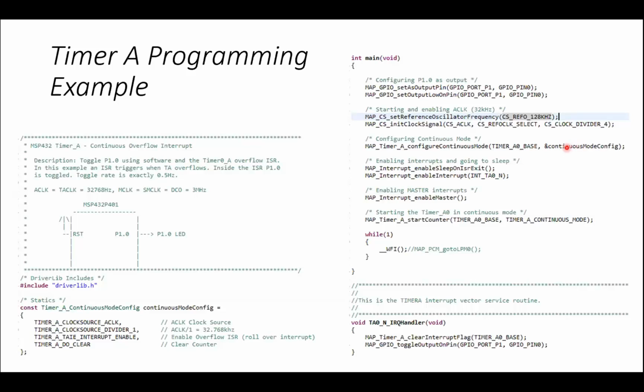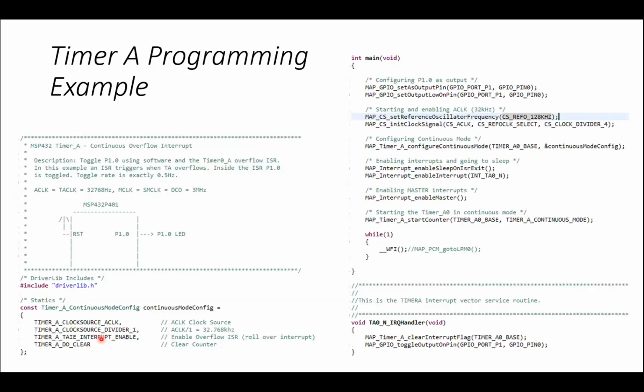Then you put here the name and the address of the structure, which has the configuration of the timer. So this structure here has this name, and the ampersand here means go to this address and get the information from there. This is how you configure the interrupt. This is not my way. This is the TI way of configuring their timers: you put your configuration in a structure.